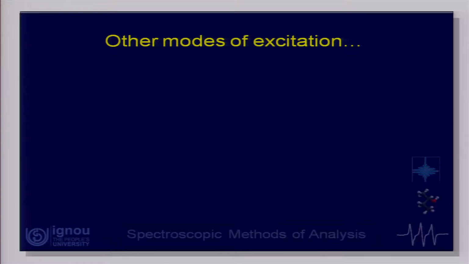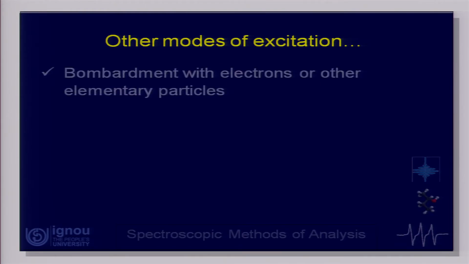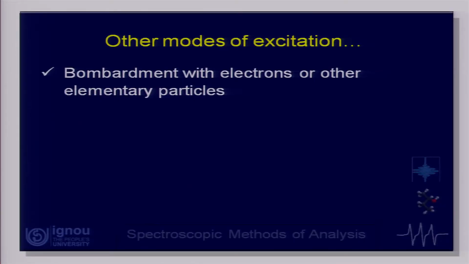Let us move further and see that we have just talked about the interaction of radiation and matter, but there are other ways by which matter, atoms or molecules can get excited, and some of these happen to be, say, bombardment with electrons or some other elementary particles. That is again essentially excitation. Excitation basically is, the system is at a lower energy level, you provide energy in some form and the system gets to a higher energy level. That is the meaning of excitation.